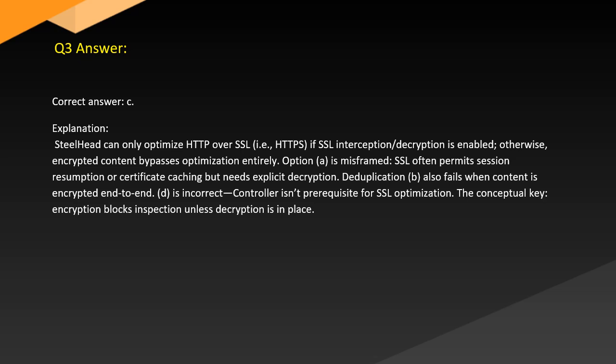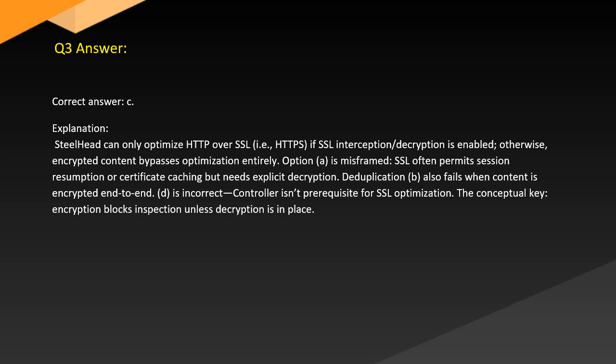Answer. Correct answer: C. Explanation. Steelhead can only optimize HTTP over SSL if SSL interception and decryption is enabled. Otherwise, encrypted content bypasses optimization entirely.